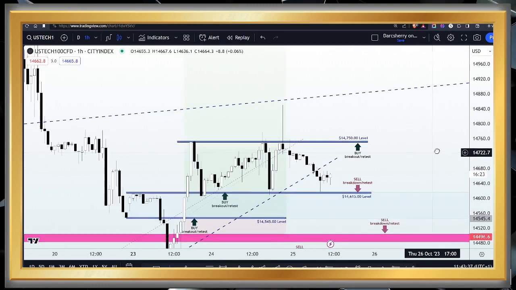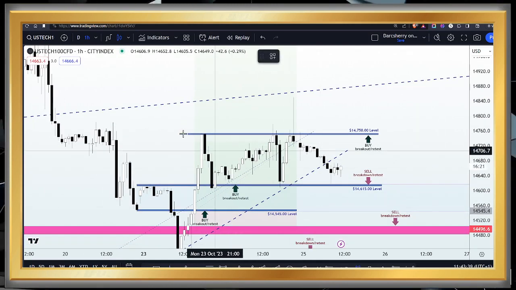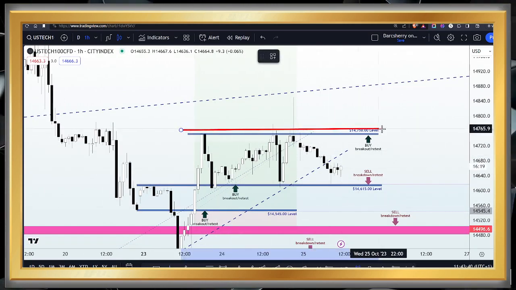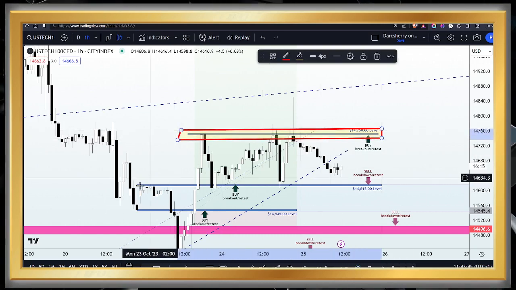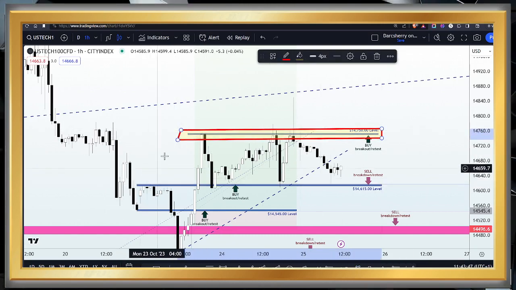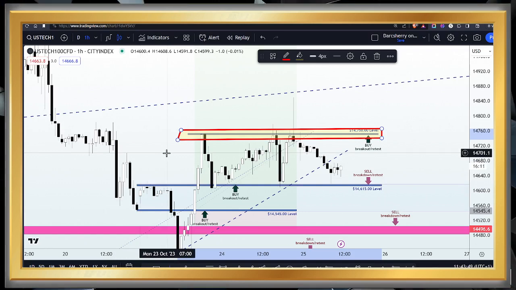Now, this is the 14,750 area which we spotted on the daily time frame, and as you will see here, this is the highest point price action has been for this week, and every attempt by the buyers to break out of that structure has been met with strong resistance from the sellers.